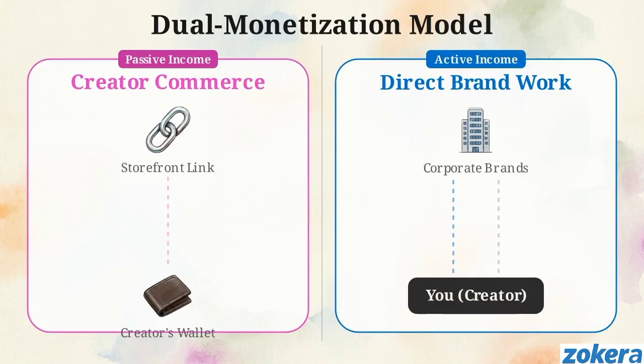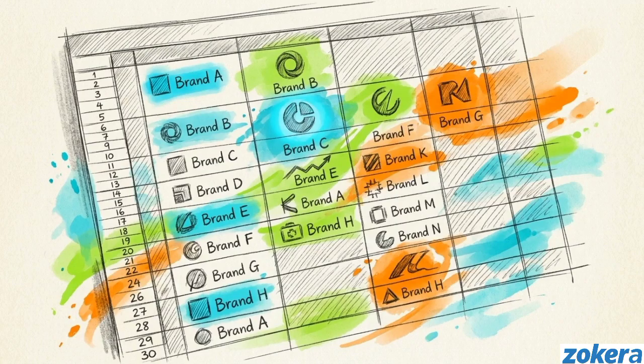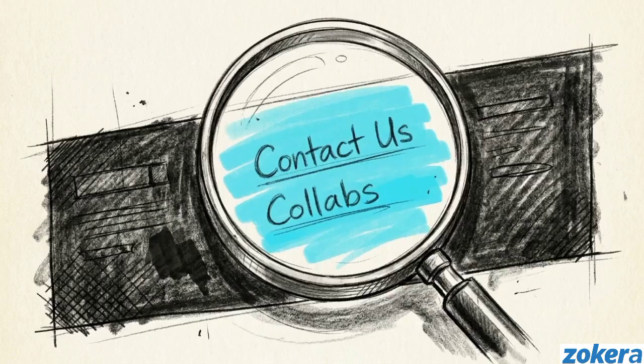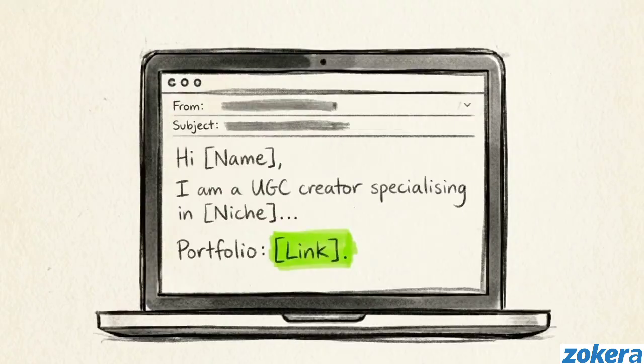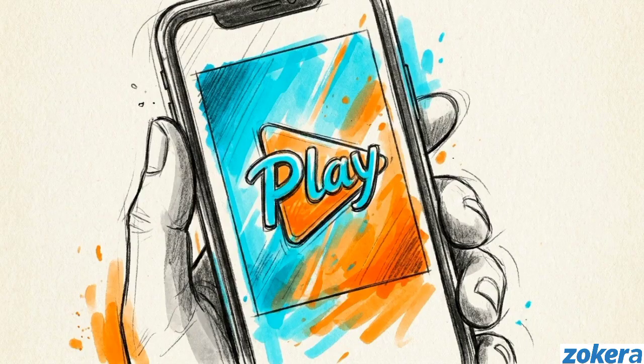Next, build a target list of 30 Indian direct-to-consumer brands. Use LinkedIn to locate their marketing managers, or check the footers of their websites for collaboration email addresses. Send them a highly specific pitch. State your niche, offer your 3 core formats, and prioritize attaching your portfolio link. Keep the copy brief so they can get straight to watching your samples.